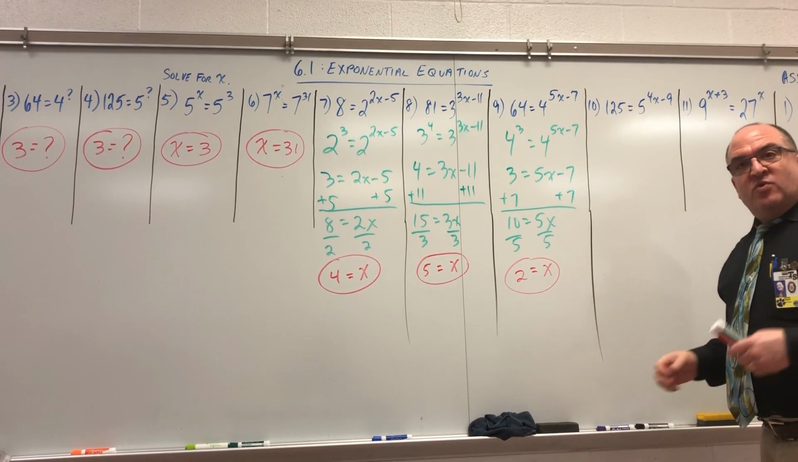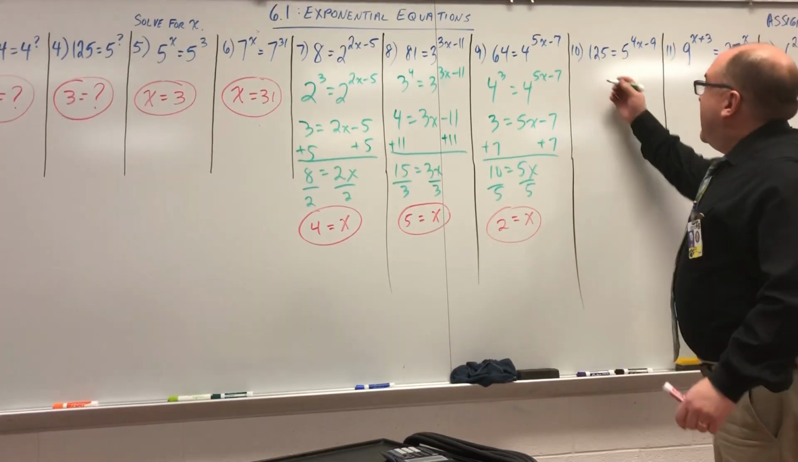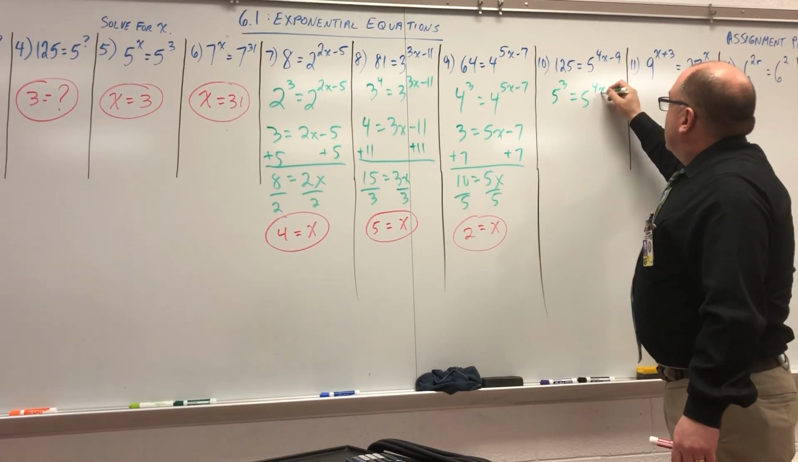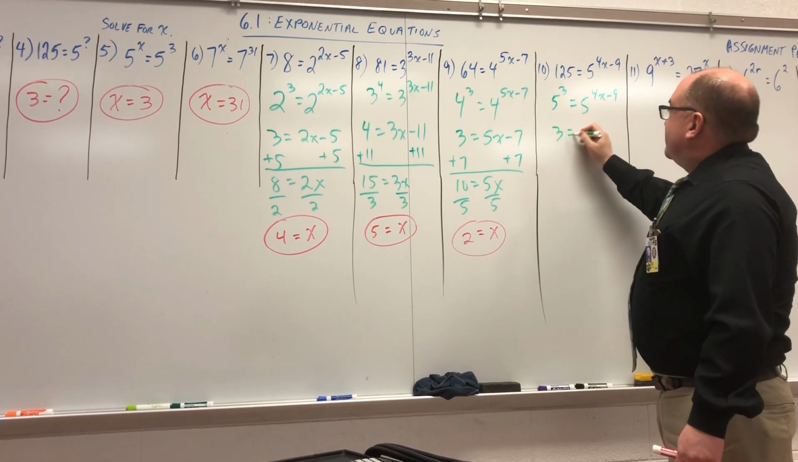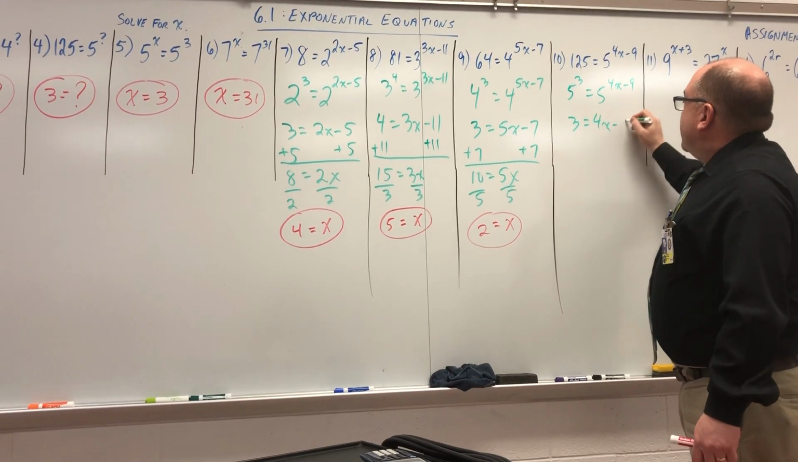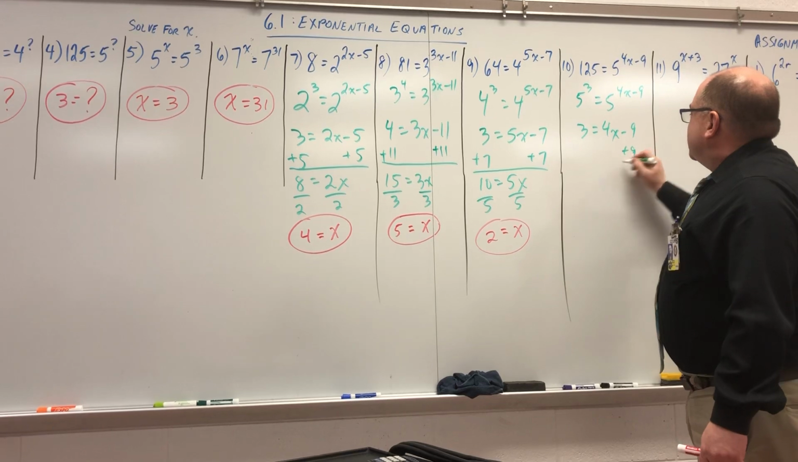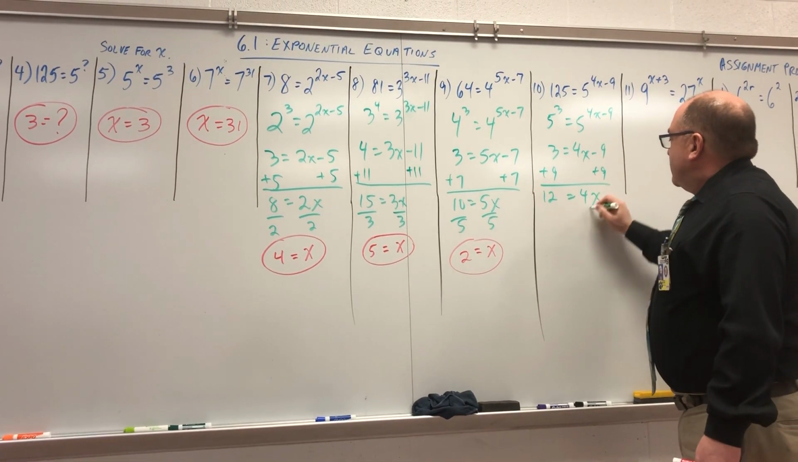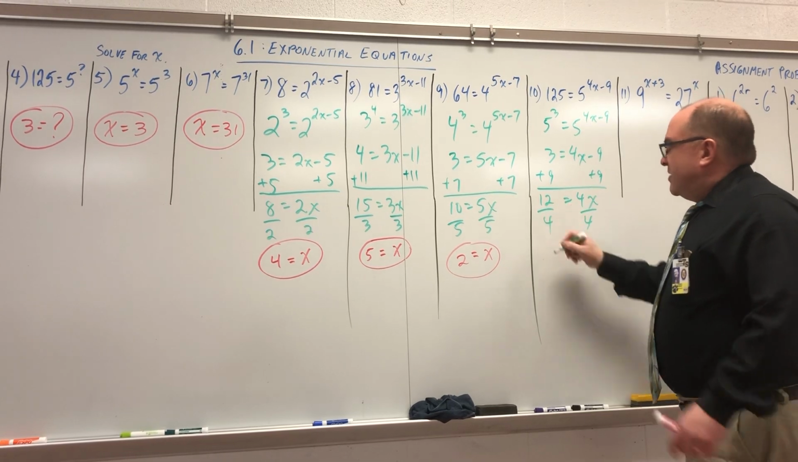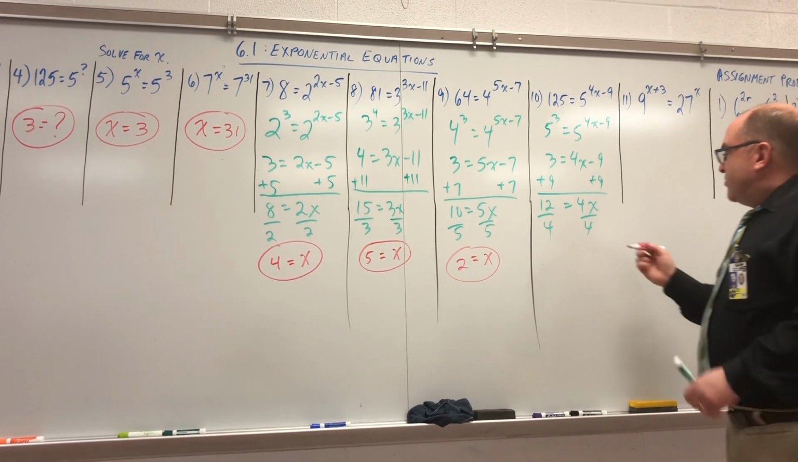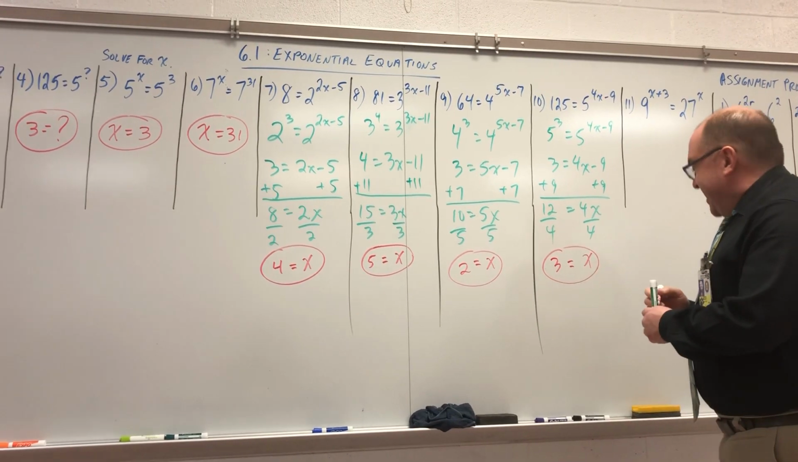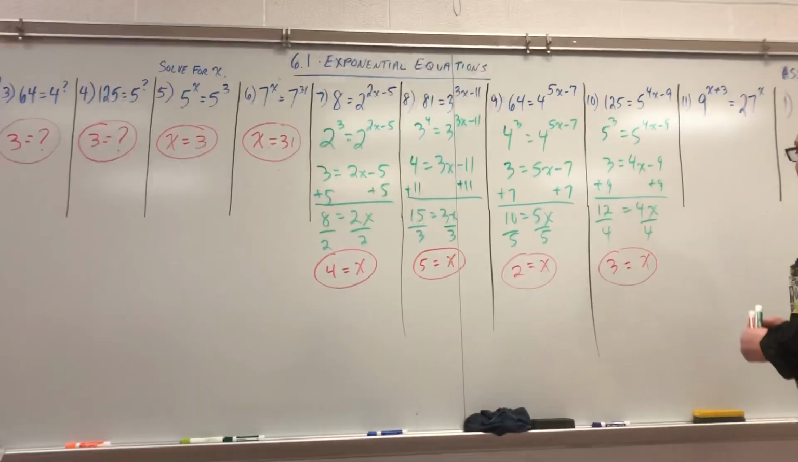3, right? 125 is 5 to the third power. So the bases are the same. 3 equals 4x minus 9. Plus 9 on both sides. Thank you, Brody. Divide by 4. 3. Brody, you're on fire. Okay. All right.